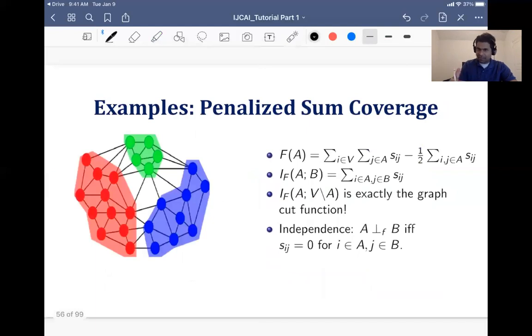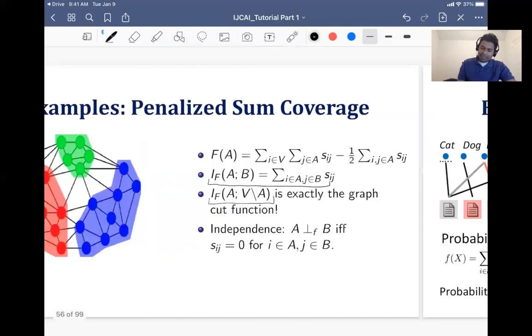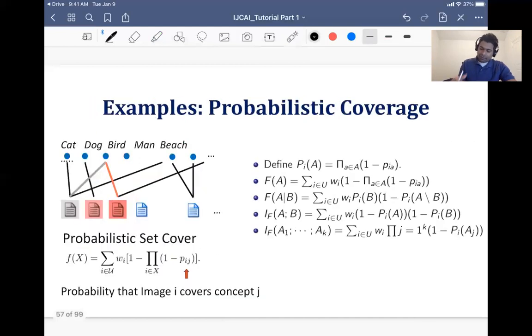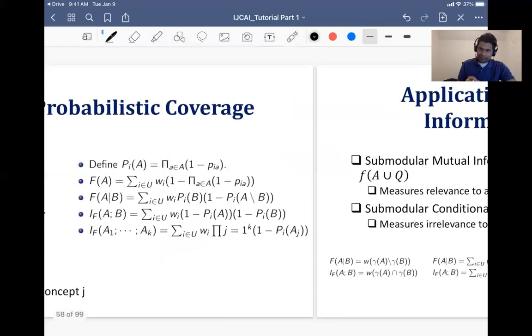I'll skip this. There's another function. Again, you can define the I_f. Okay, so actually I'll talk about this. It turns out that with this particular function, you get exactly the graph cut function. This is the sum over i in A, sum over j in B, S_ij, and you take I_f of A comma B minus A. This is exactly the graph cut. So graph cut itself is actually a submodular mutual information function. Similarly, you have a form for probabilistic coverage.